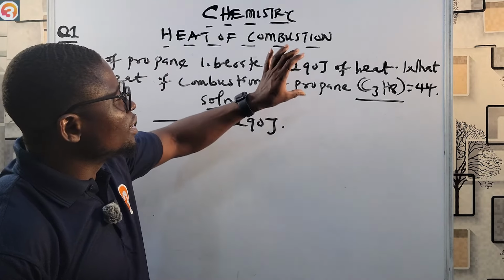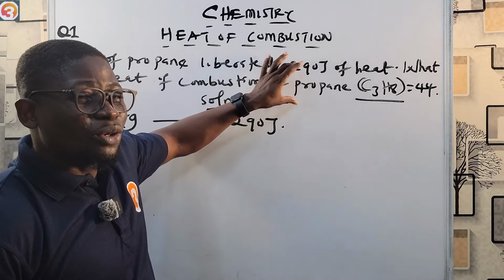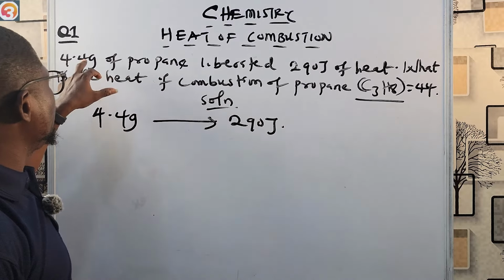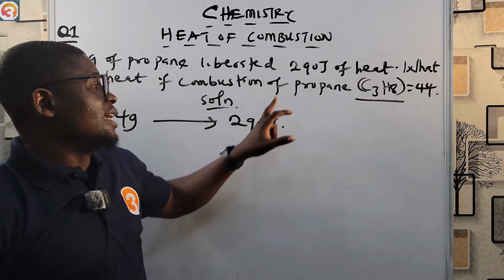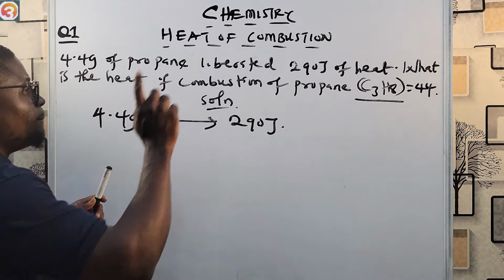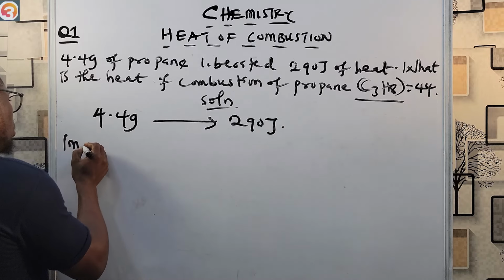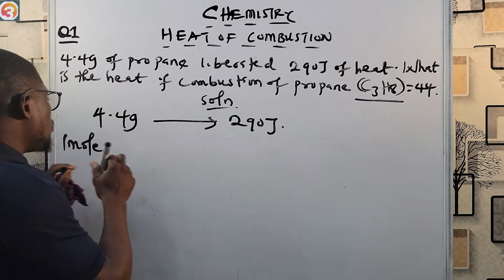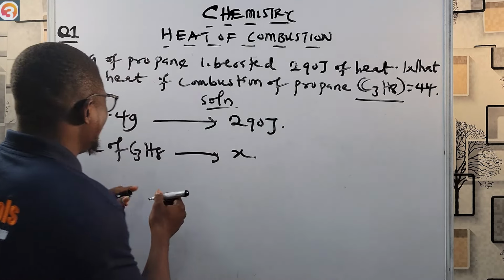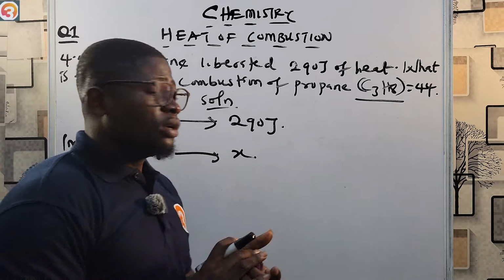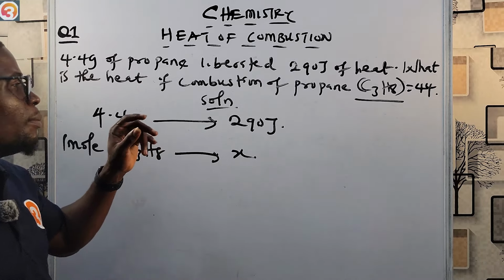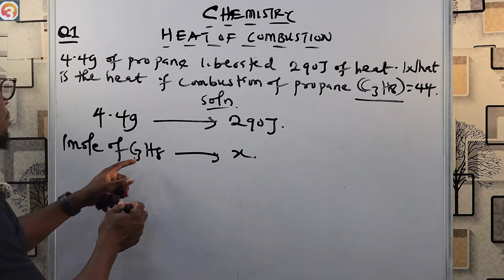The substance in question in this question is propane. 4.4 gram of propane liberated 290 joule. We are looking for the heat of combustion of propane, so our question is: the heat of combustion of 1 mole of C3H8 will give us X. Once you know this, we are finished solving the question, because we are concerned with 1 mole of propane.